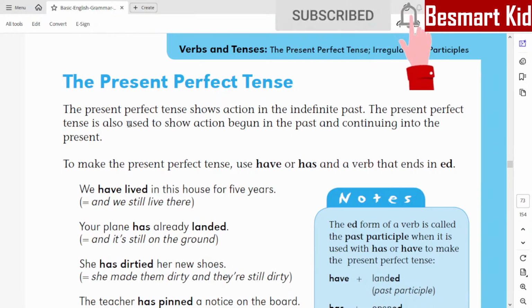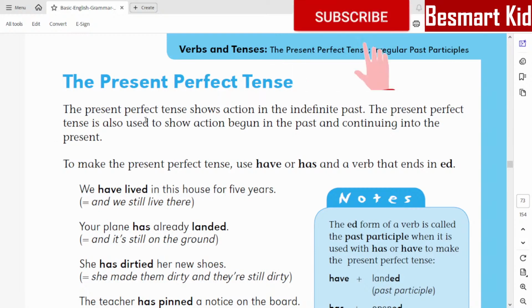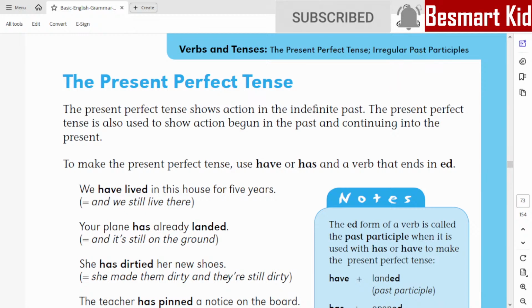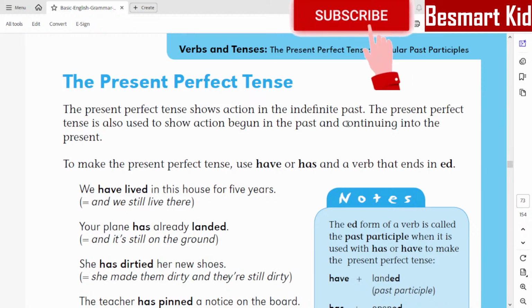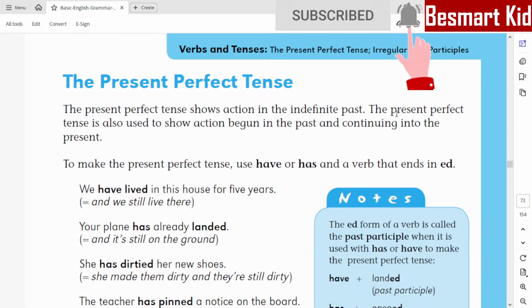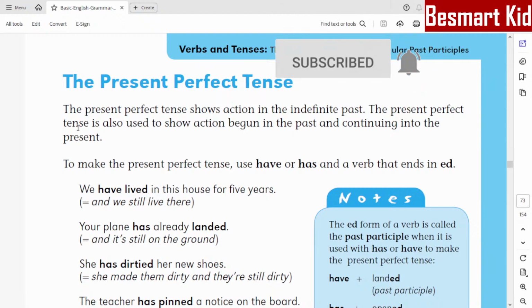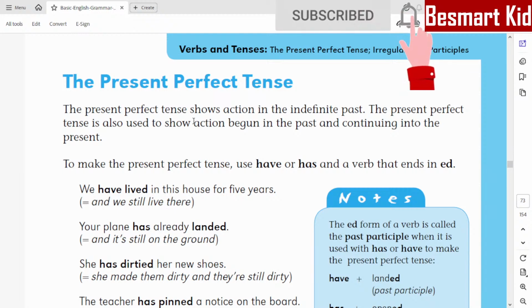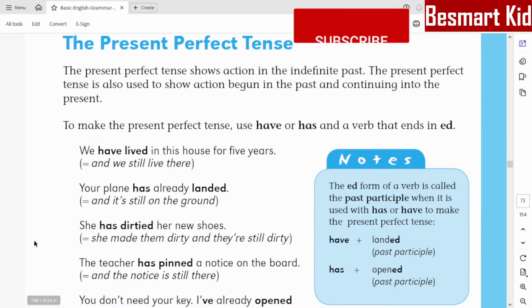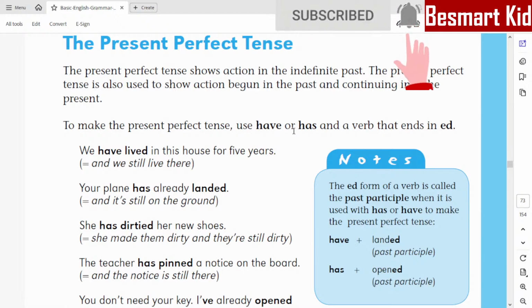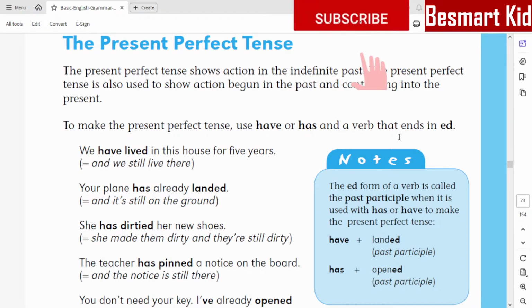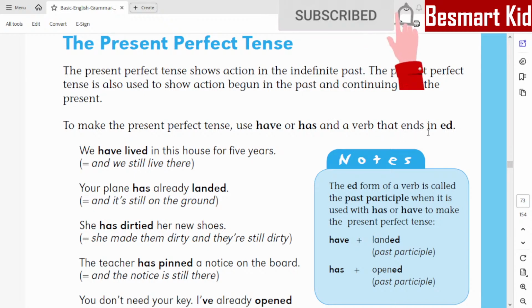The present perfect tense. The present perfect tense shows action in the indefinite past. The present perfect tense is also used to show actions begun in the past continuing into the present. To make the present perfect tense, use have or has and the verb that ends in ed.